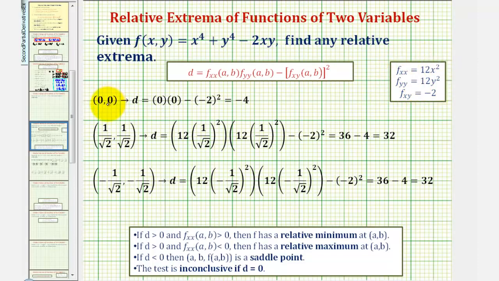So using the point 0, 0, we'll substitute 0 for x and 0 for y to find the second order partial derivative values. So for the second partial with respect to x, when x is 0, notice how this is 0. For the second partial with respect to y, we substitute 0 for y here, which is also 0. So we have 0 times 0 minus the mixed partial squared, which is negative 2 squared, and therefore d is equal to negative 4. So notice here, d was less than 0, or negative. So looking at our notes, that means that at the point 0, 0, we have a saddle point.